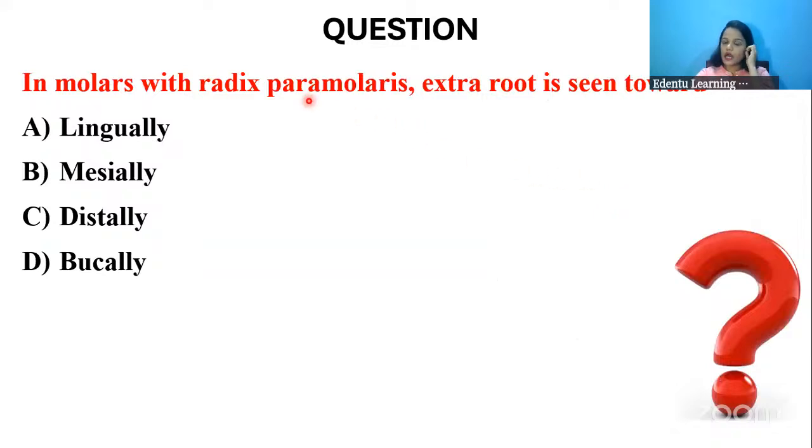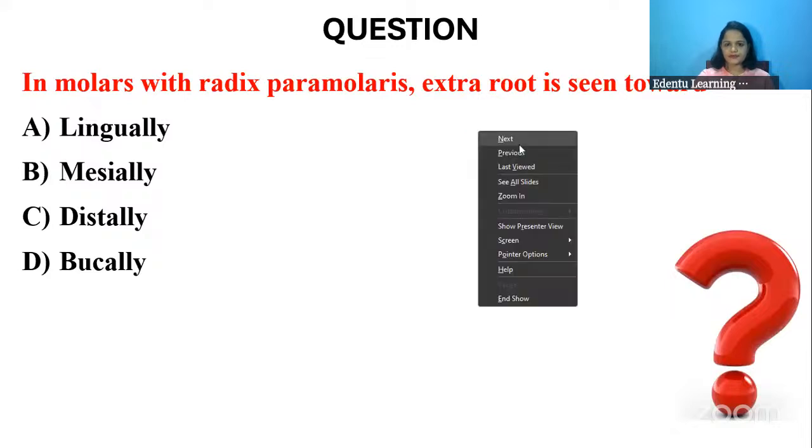Now, next question. In molars with radix paramolaris, extra root is seen towards which side? Like we have the extra cusp. The extra cusp that is seen in the maxillary molars in the palatal region is called the supernumerary cusp, the cusp of Carabelli. Like that, there will be supernumerary roots also. The extra root that is seen in the mandibular molars is called the radix entomolaris.